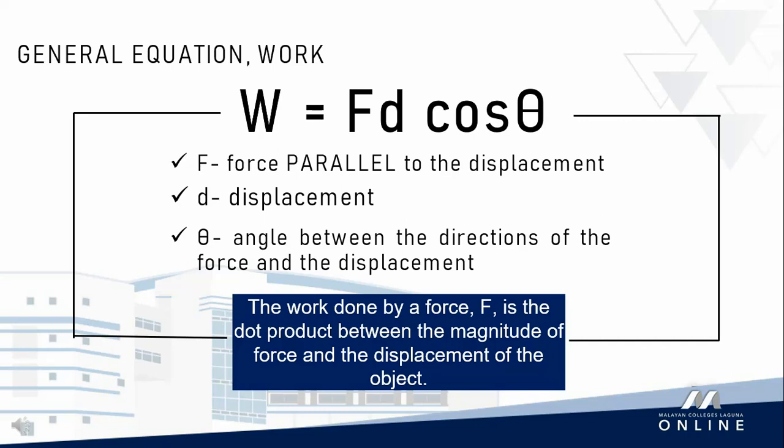From this concept, what do you think is a work? Is it a scalar or a vector? Correct, it is a scalar quantity. Even if the force and displacement are both vector quantities, this is because it has no directions. It is just a magnitude and it can be positive or negative.